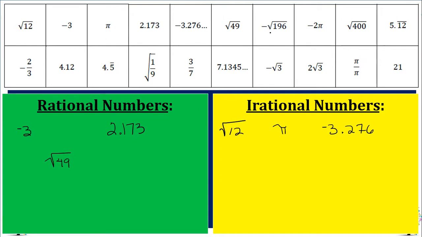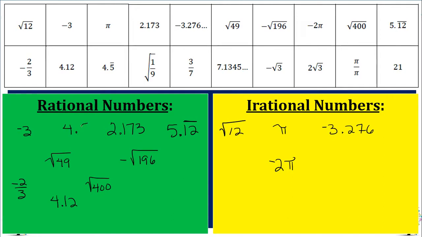The negative square root of 196 is a perfect square, so it is also rational. -2 times pi is irrational. The square root of 400 is a perfect square number, so it's rational. 5.12 repeating. Any repeating numbers, repeating starts with R, rational starts with R. Any repeating decimal is rational. -2/3, it's showing itself that it is a ratio. 4.12, that is a terminating decimal.